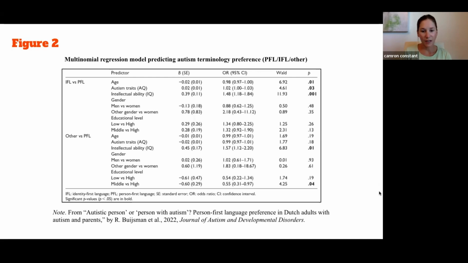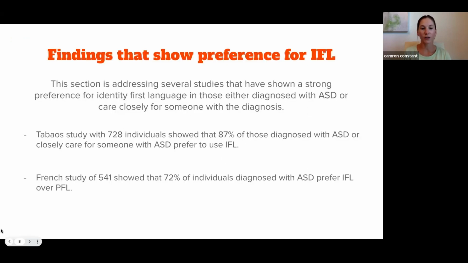Another study we found regarding a preference to identity first language was one on people who speak the French language. This contained 541 participants, and these were all adults who had a diagnosis of autism. And this study revealed a 72% preference to the identity first language.